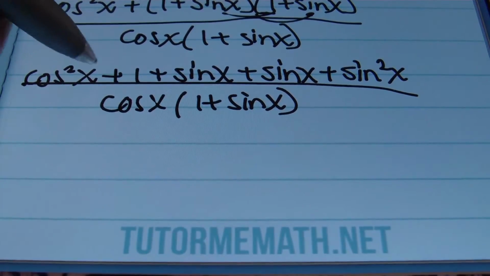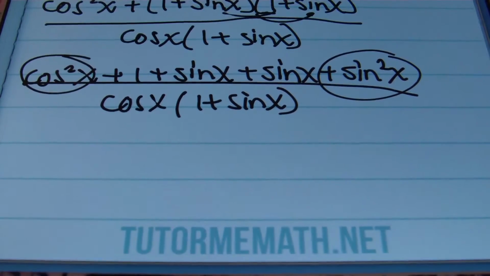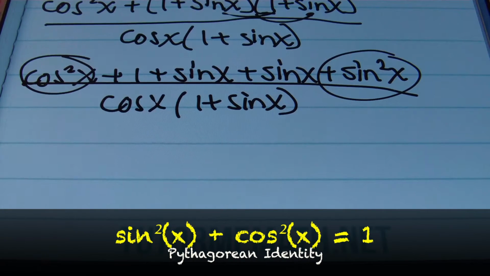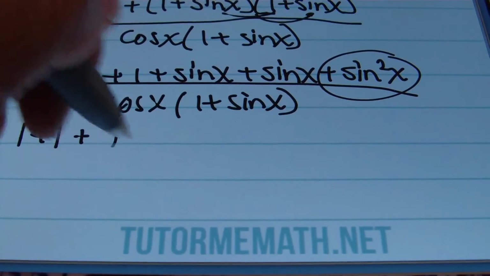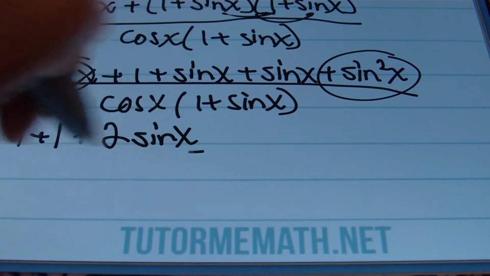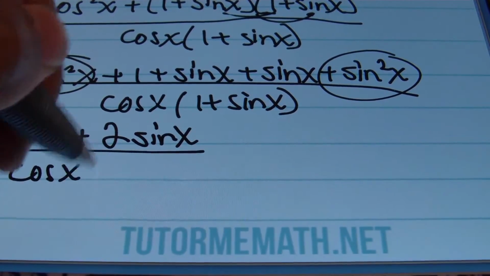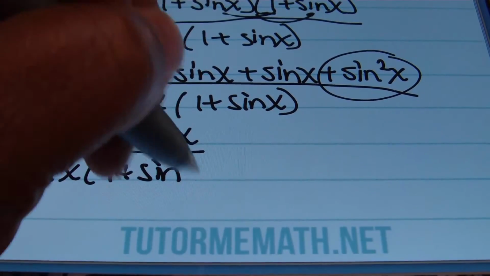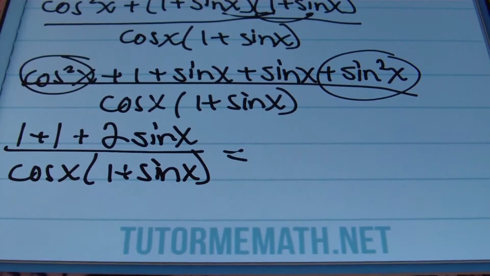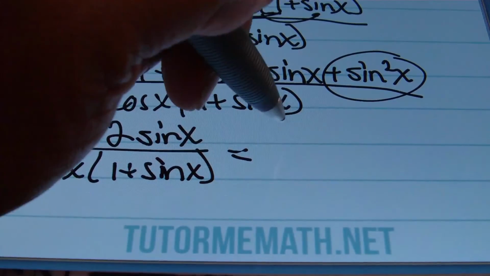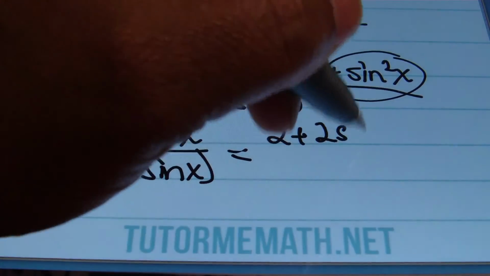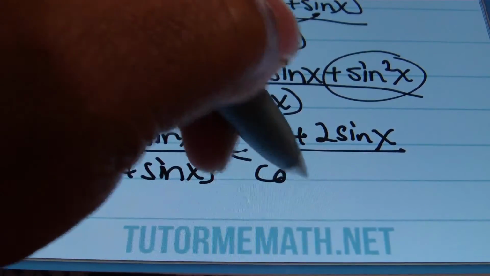From here, I'm going to show that this cosine squared x and that sine squared x is a Pythagorean identity. Cosine squared x plus sine squared x equals 1. So I can now rewrite this as 1 plus 1 plus, let's combine that sine x plus sine x to give me 2 sine x, all over cosine x times 1 plus sine x. Last time I checked, 1 plus 1 is still 2. So combining those like terms in the numerator, you now have 2 plus 2 sine x all over your common denominator, which is cosine x times 1 plus sine x.